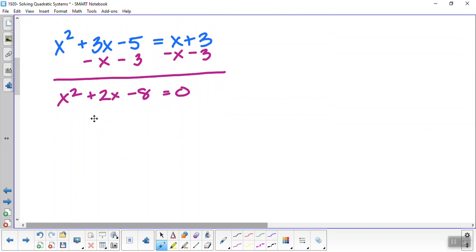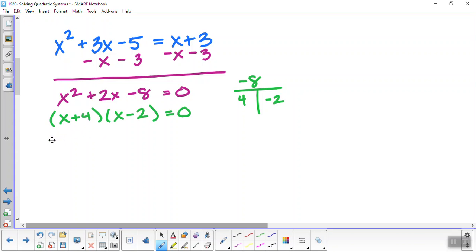Your best bet here is to then factor. Quadratic formula is going to take too long. So I need to think what multiplies to negative 8 but adds to positive 2. In this case, we have positive 4 and negative 2. This is an easy factoring because nothing's in front. So it becomes x plus 4 times x minus 2 equals 0.